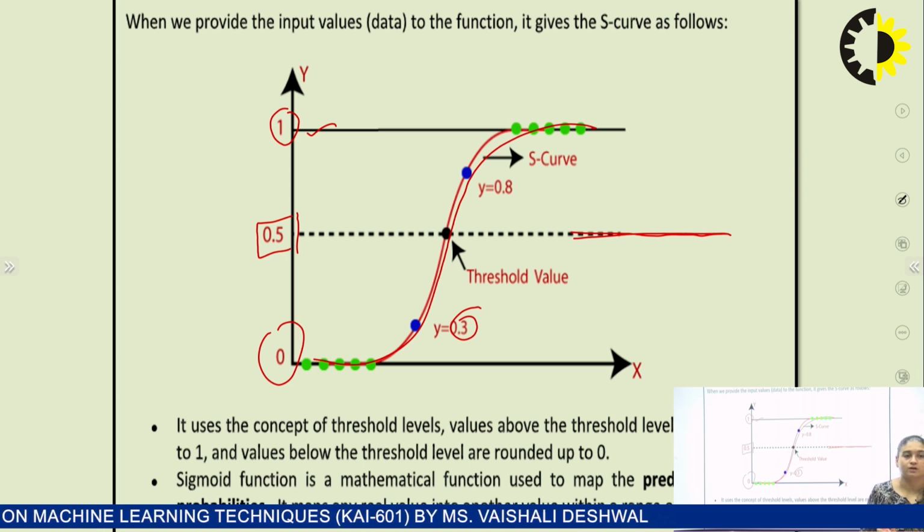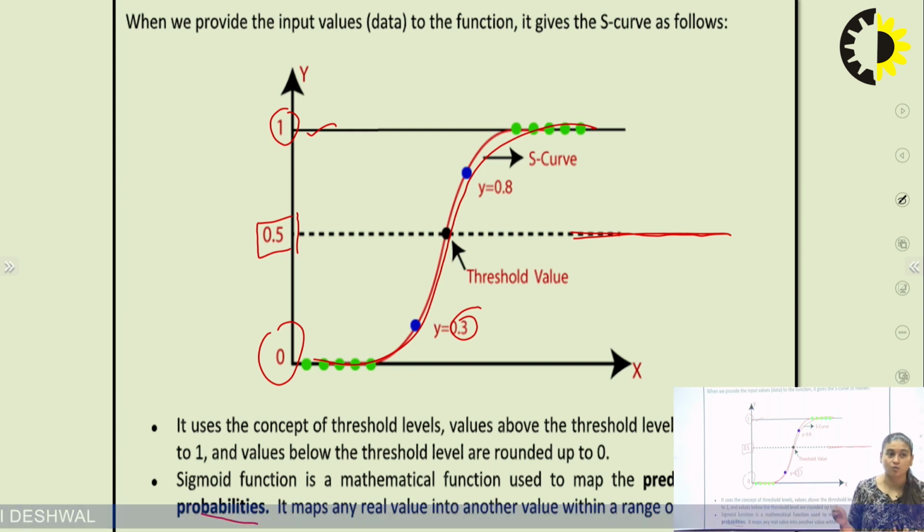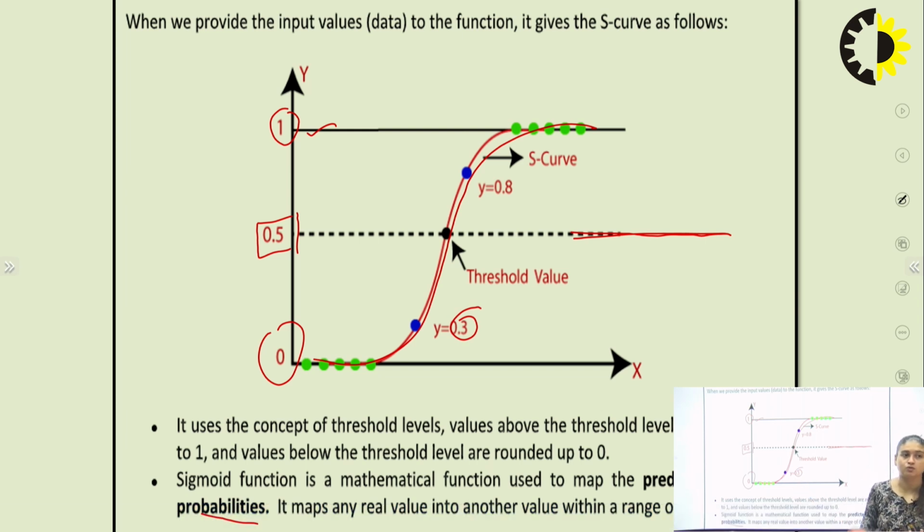So the sigmoid function is a mathematical function which is used to map the predicted values to probabilities. This is very important: whatever the predicted values, the sigmoid function just maps those values to probabilities. It maps any real value, it can be 0.3, 0.8, it can be anything, within the range of 0 to 1, because this is used for classification purposes. We cannot use linear regression for solving classification problems.